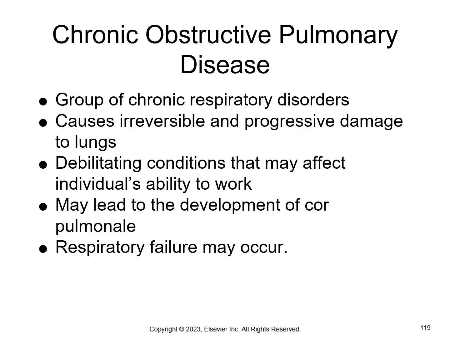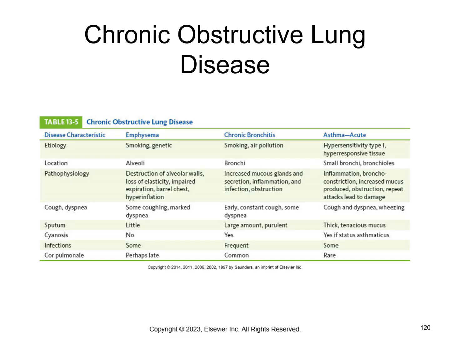Cor pulmonale is right-sided heart failure, and it typically happens because of high pressure in the lungs that causes the right ventricle of the heart to enlarge and fail. COPD is a common cause. So these are your three chronic obstructive diseases. I would take a good look at this chart and look at the difference between the three of them. What's the pathophysiology of them? How does it break the body? What does it look like when it does?